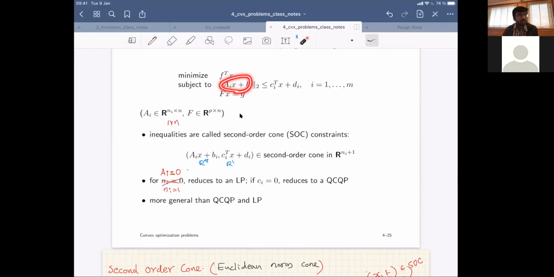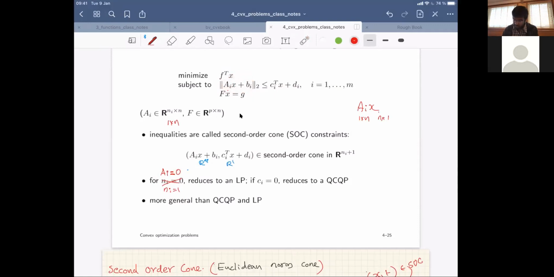This will be a vector, right? So what is a_i^T x? a_i^T is 1 cross n and x is n cross 1. Okay, so sorry, it's not a vector. Now this will be a scalar. So you are multiplying 1 cross n with n cross 1, right? Yeah, so that will be a scalar.